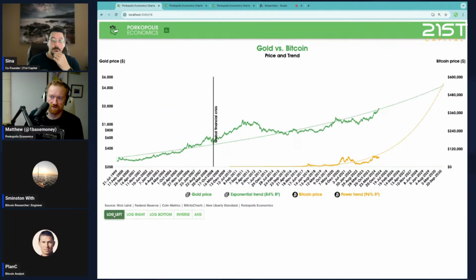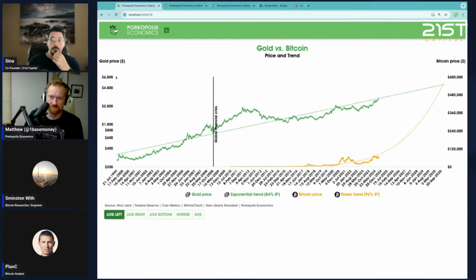So I'll put it on log left. This is the left axis, left scales. Gold goes up to $6,000 only using exponential. And the right axis is Bitcoin. And the scale is $600,000 on the right axis. So an interesting discrepancy there.